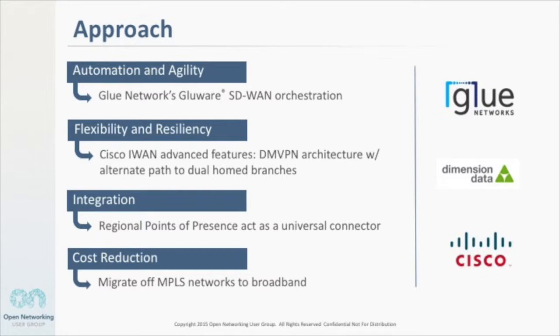So in our approach, we were able to achieve automation and agility through the use of Glue Networks, Glueware, right? I can't say enough about what it took for Dimension Data, for Glue, for Cisco to come together and say, listen, let's try and do the best thing for our customer, right? Without necessarily having to introduce new technology everywhere, how do we make use of existing robust technology such that we're there to protect this client's investment?